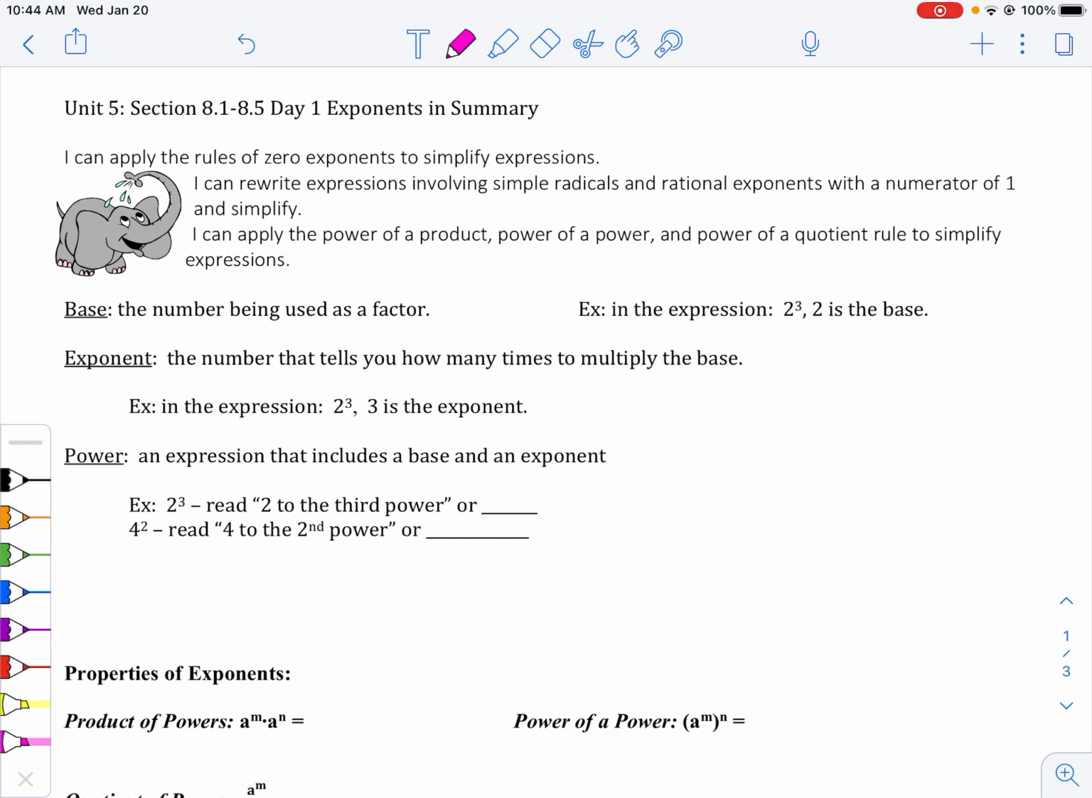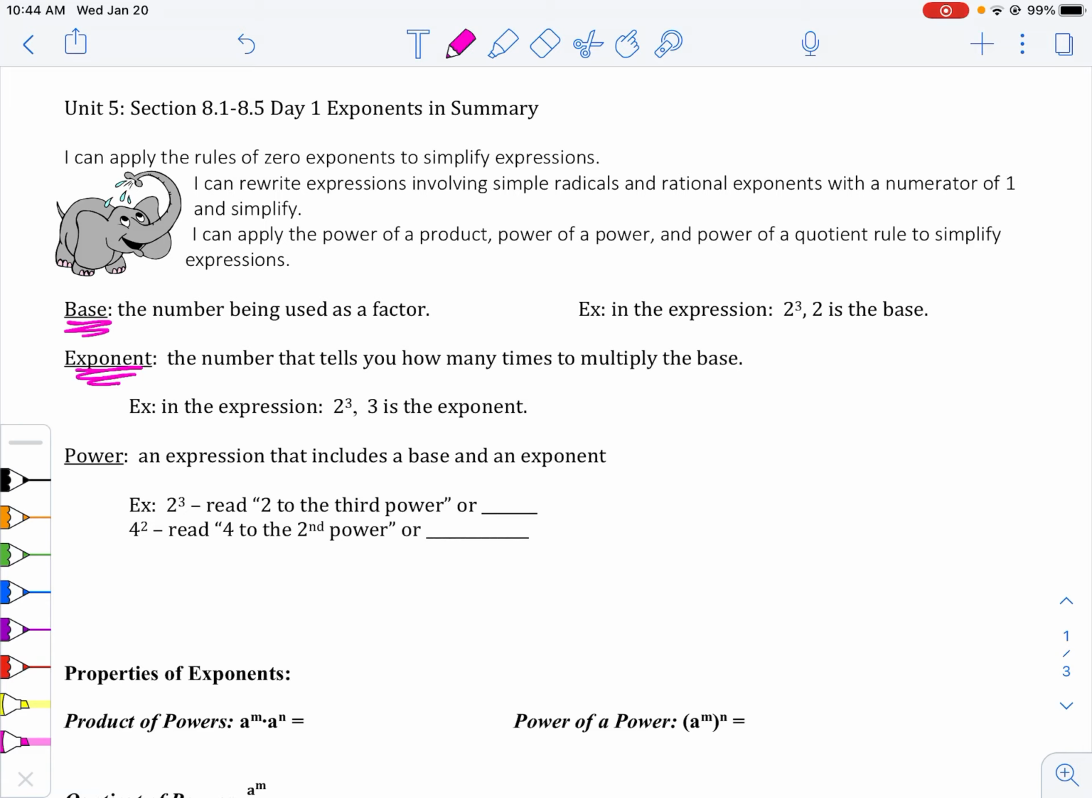So first off, when talking about an exponent, we've got a couple different vocab words. The first is that of a base, and this is the number being used as a factor. So in the expression 2 to the third, 2 is the base. And then the next is the exponent. An exponent is the number that tells you how many times to multiply the base. So in the expression 2 to the third, 3 is the exponent.